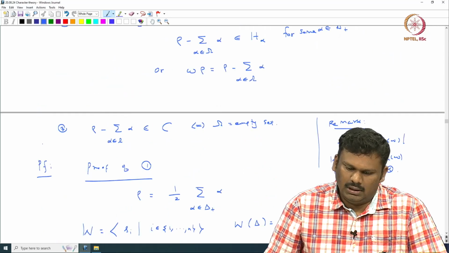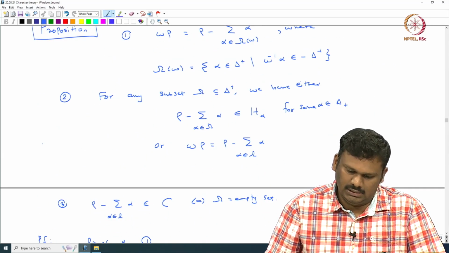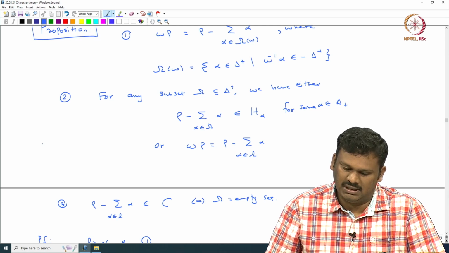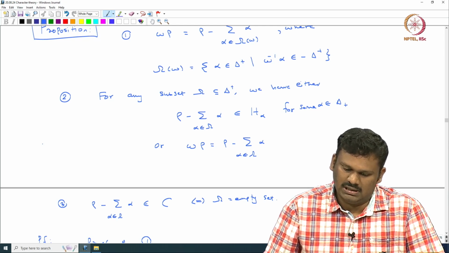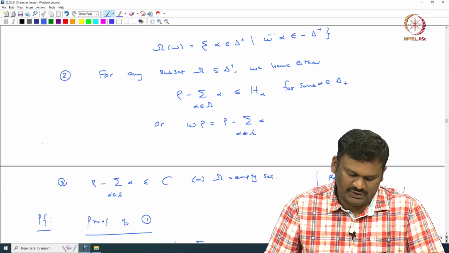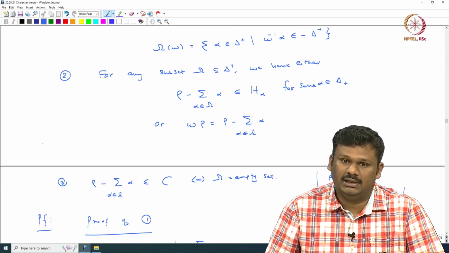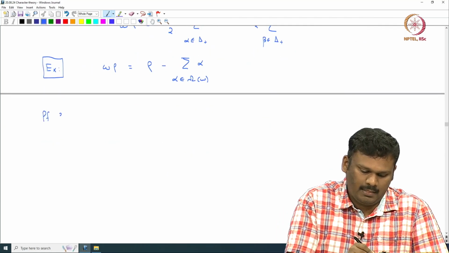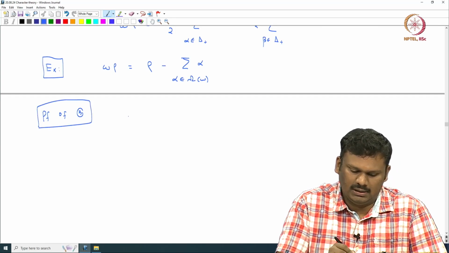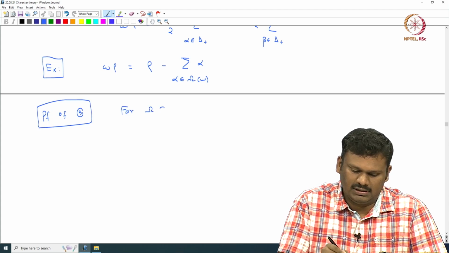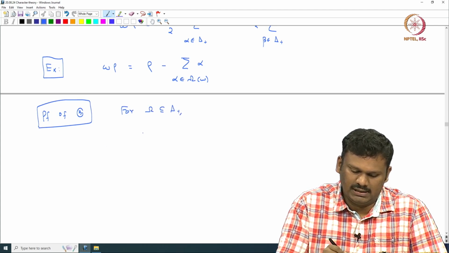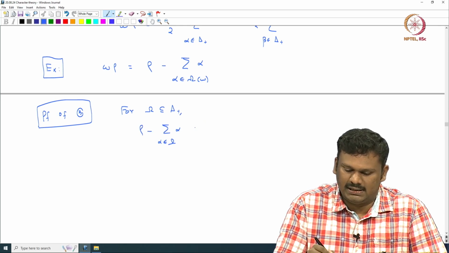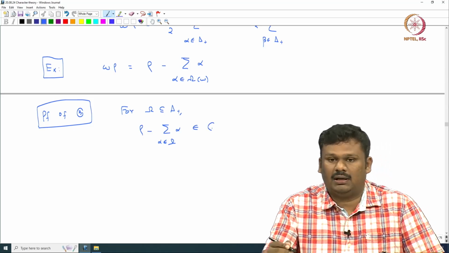Now if we focus on rho minus the summation of alpha, alpha in omega, for a general subset omega of delta plus, first we observe when it lies in the Weyl chamber. That will help us to prove 2. We will prove the third statement first. You take this omega, a subset of delta plus, and consider rho minus the summation of alpha, alpha in omega. Let us say this lies inside C, because the converse part is clear.